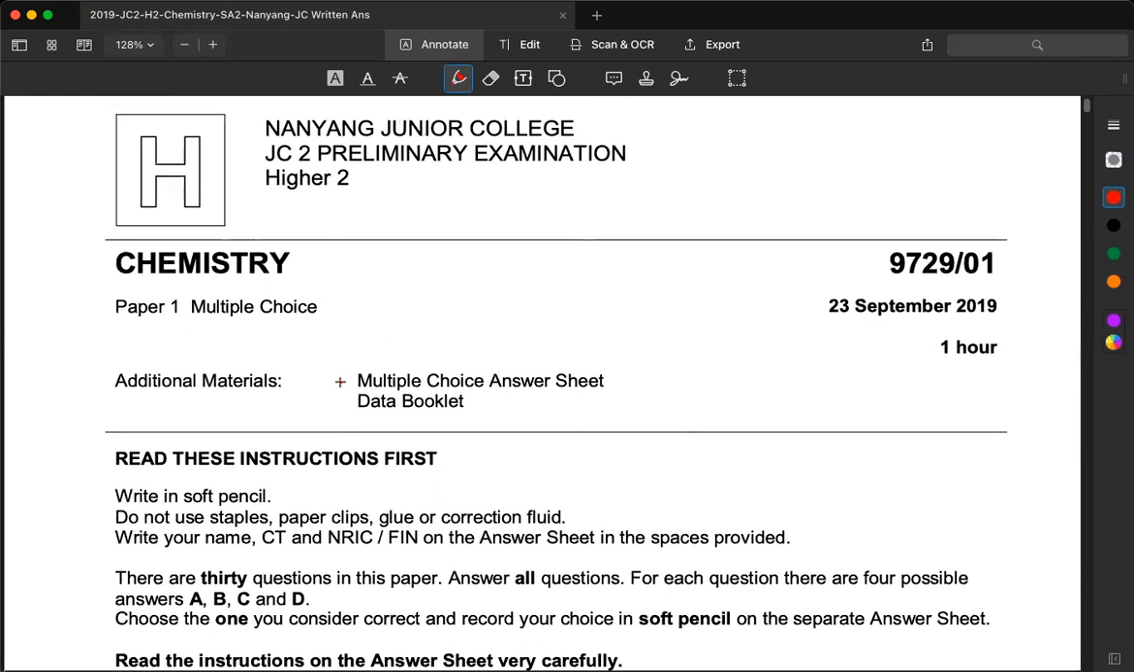Hello everyone, today I'm going to present to you paper 1 of Nanyang Junior College 2019 prelim paper. I'm going to share with you the strategy and tips to solve the MCQ questions.